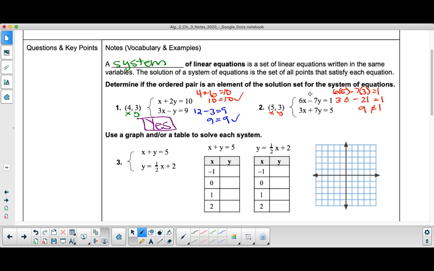So the fact that (5, 3) does not fit into this equation means that it is not going to be a solution for the system. Once you find one that doesn't work, that means it doesn't work at all. So no, (5, 3) is not a solution to this system.